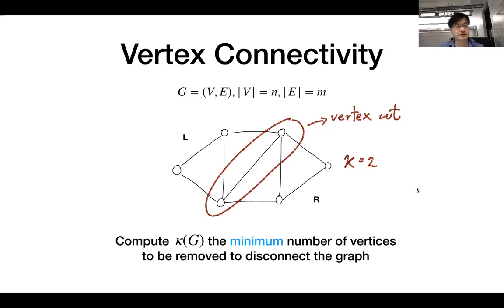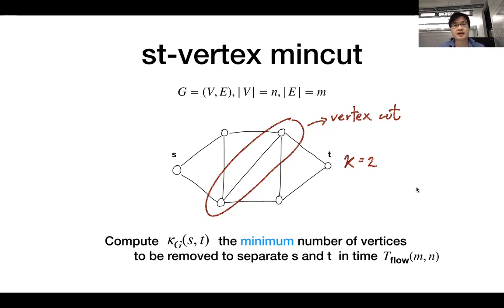Another related notion is the s-t vertex min cut, which is almost the same, except that we are given s and t as input. Then we want to compute kappa_G(s,t), the minimum number of vertices to be removed to disconnect s and t. So basically, to separate s and t in such a way that there is no path from s to t after removing these nodes.